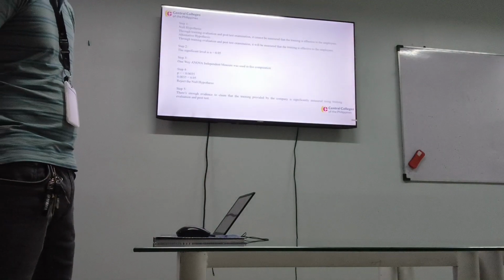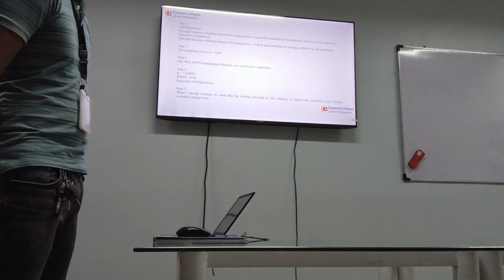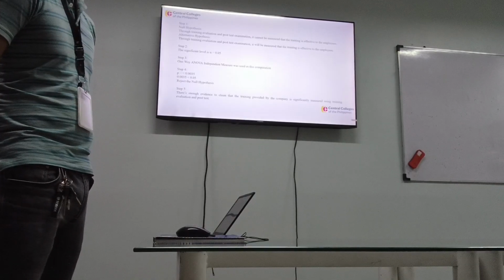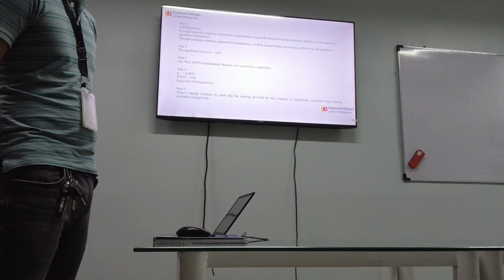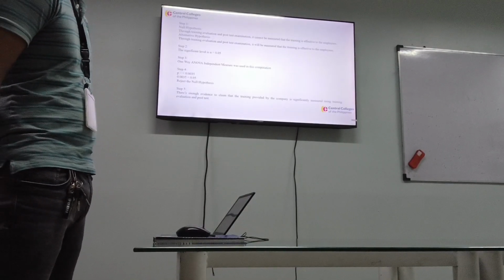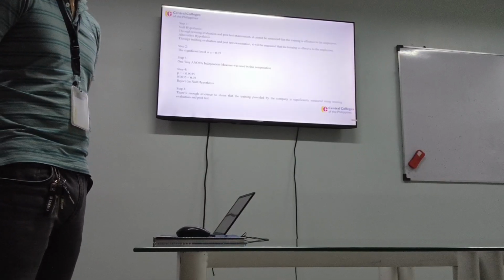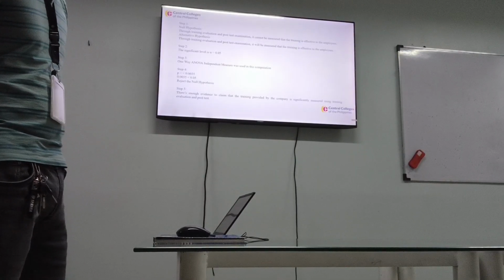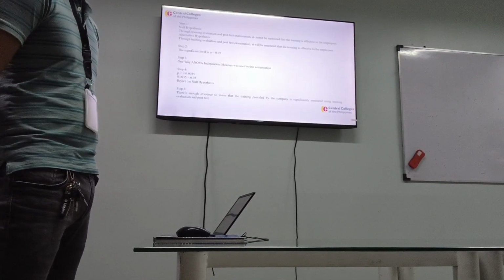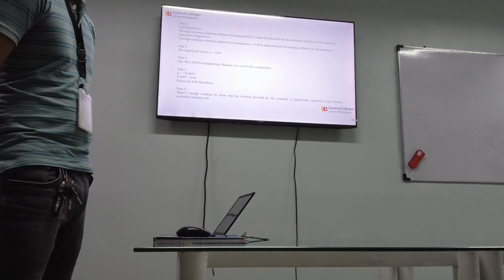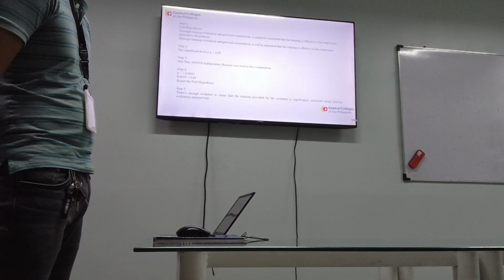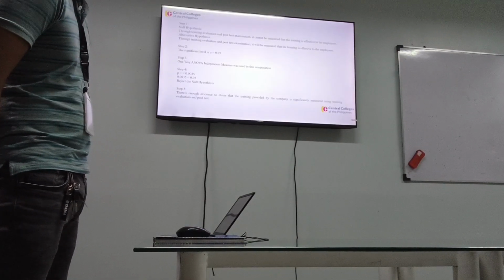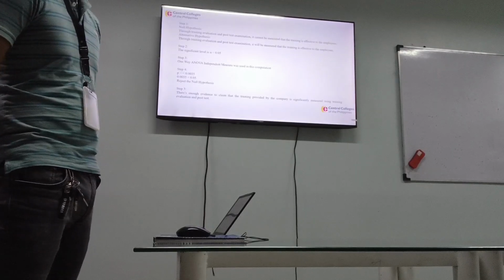So step number 1 is the null hypothesis. Through training evaluation and post-test examination, it cannot be measured that the training is effective to the employees. So alternative is that through training evaluation and post-test examination, it will be measured that the training is effective to the employees. So step number 2, the same, 0.05. One-way ANOVA is the step number 3.